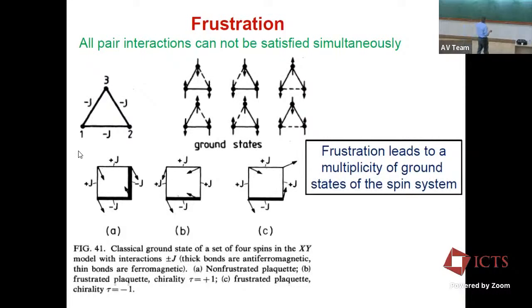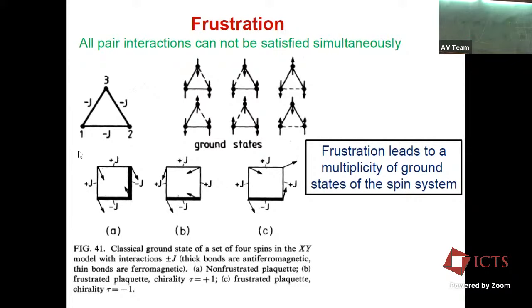Typically the picture is something like this. It is a very rough picture, where here we are plotting some energy and here is some spin configuration, some coordinate. This might be the true ground state, but there are these minima which are a little different from the ground state.